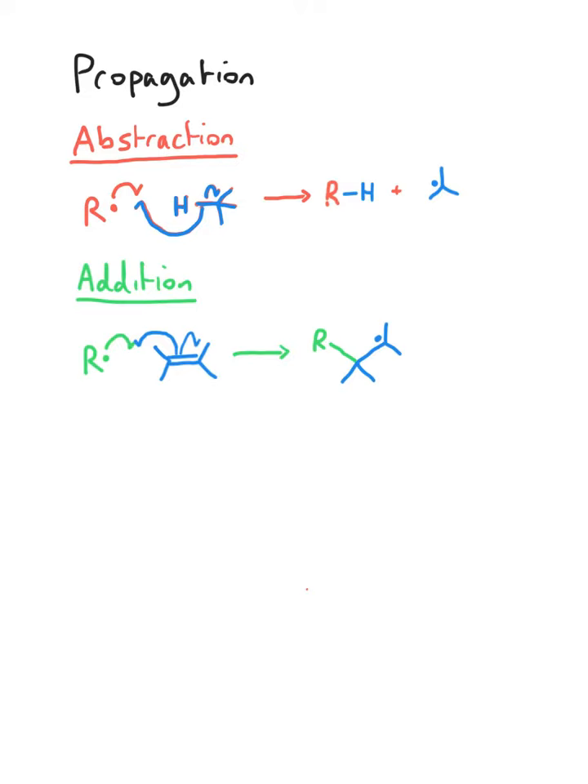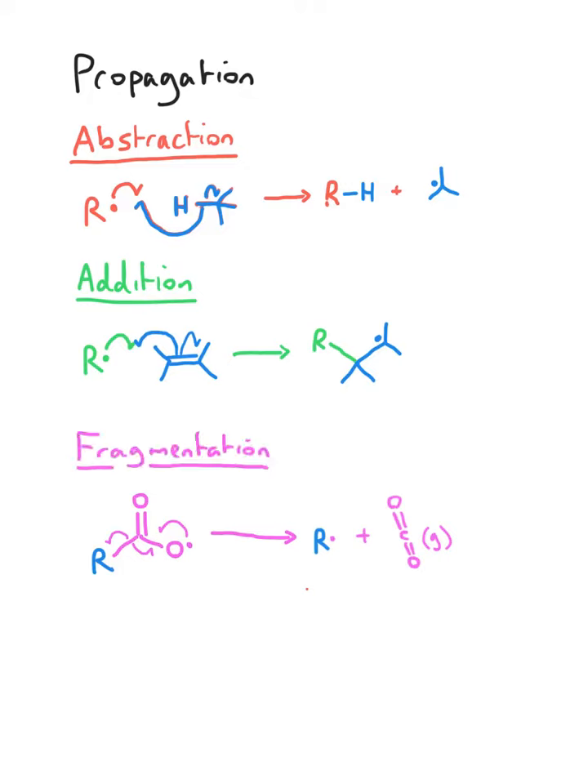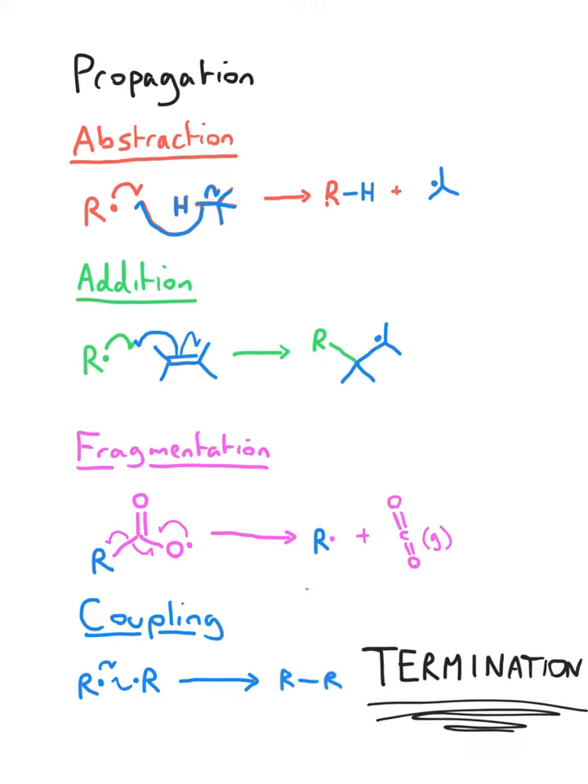If your radical is able to decompose into a gas and a new radical, it will do so. This is called fragmentation. It is most common with carboxylate radicals. And finally, there's coupling, when two radicals come together to form a covalent bond and there's no more radical left. This is also the termination step.